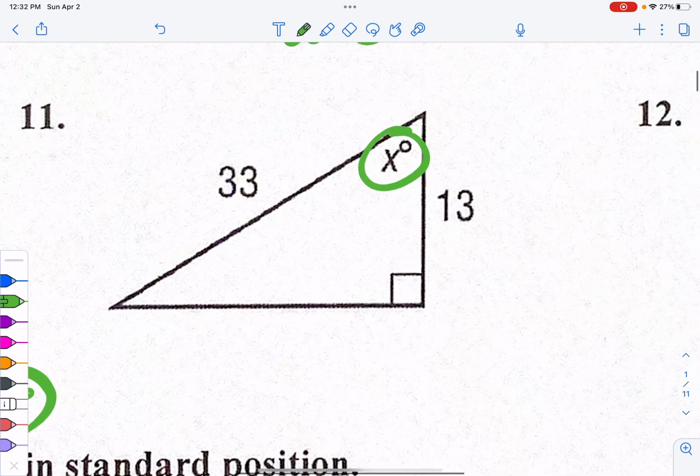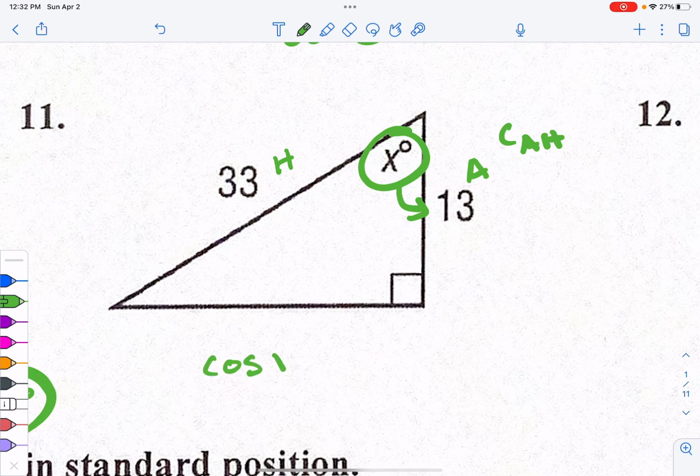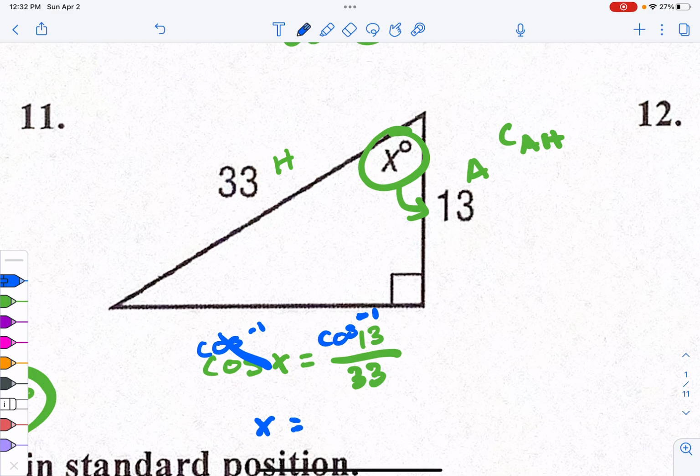I'm trying to go decently fast. We've got our adjacent side and our hypotenuse, so that one is going to be cosine again, I think. It goes CAH. So cosine of x equals, the A goes on top, which is 13. The H goes on bottom, which is 33. So then we've got to do that inverse cosine. We type that into the calculator, inverse cosine of 13 over 33, and I get 66.8 degrees.